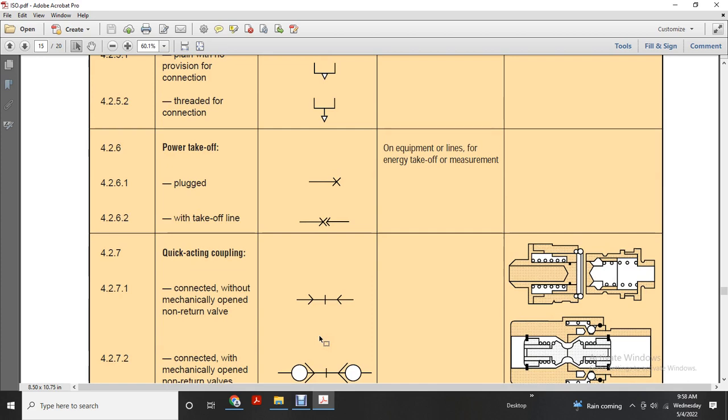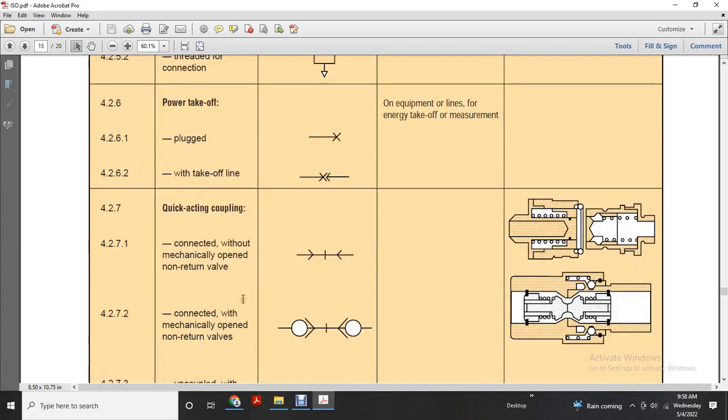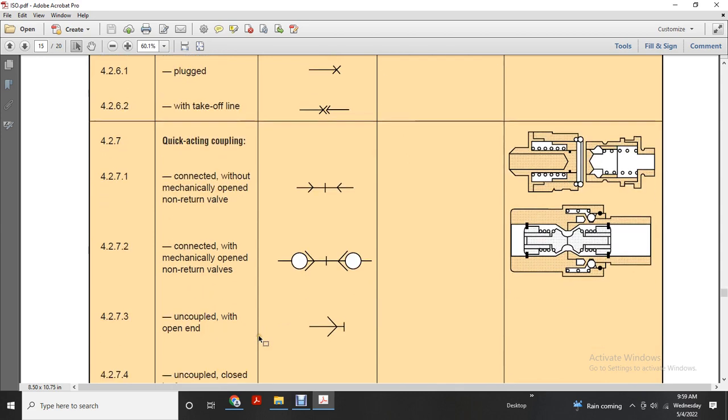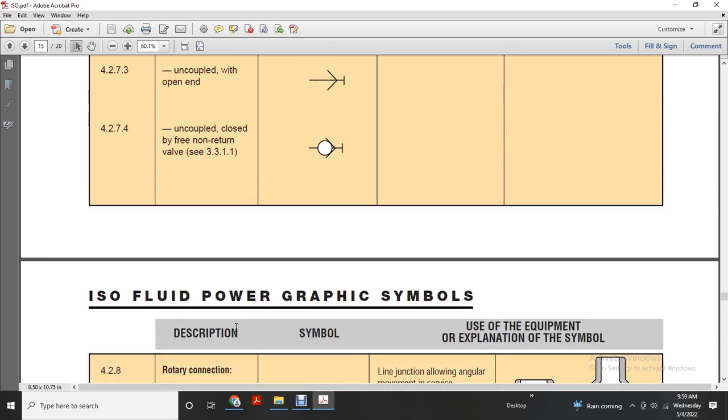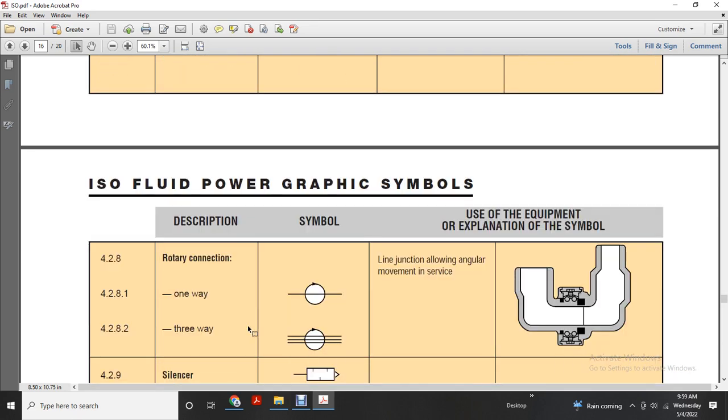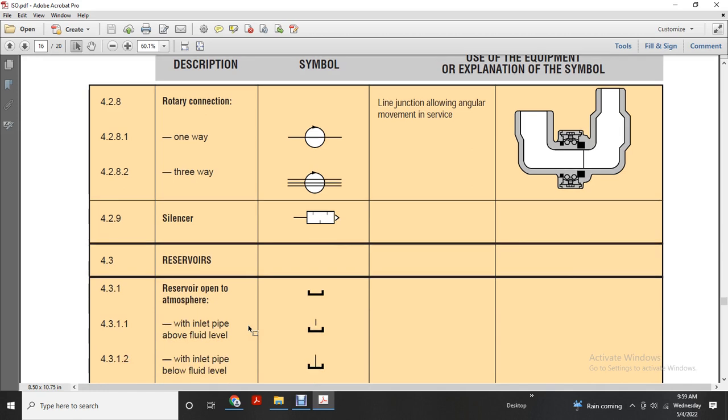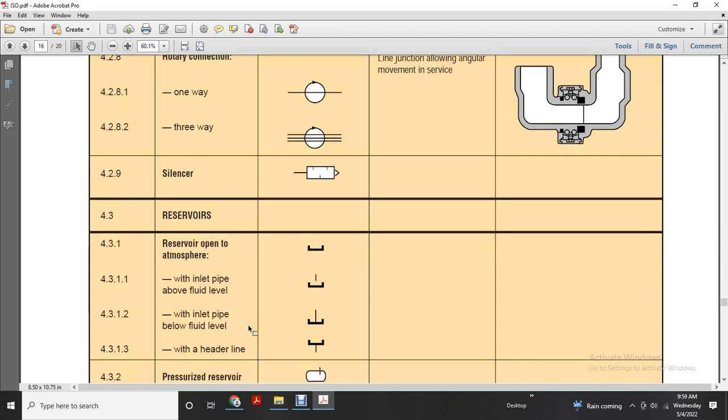Connected without mechanical opening of non-return valve. Connected with mechanically opening non-return valves. Uncoupled with one end open. Uncoupled, closed end for non-return valve. One-way valve, three-way valve. Cylinder. Reservoir open to the atmosphere.